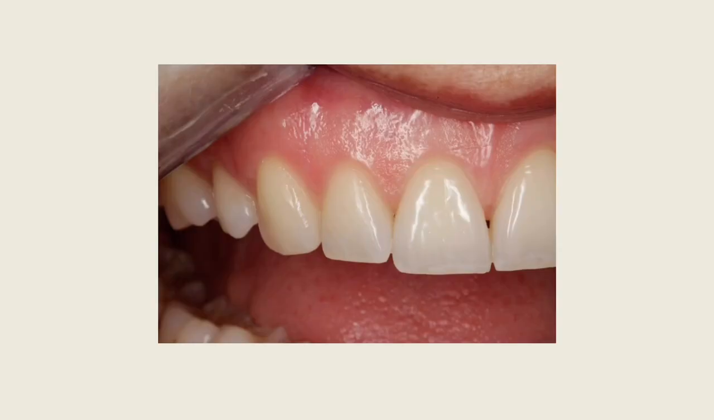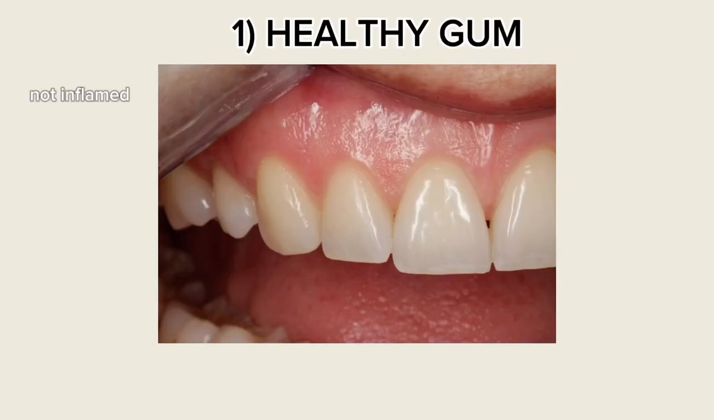Before going deeper, let's learn about periodontal health and diseases. First is the healthy gum. Healthy gum tissue is not inflamed and therefore fits snugly and naturally around the teeth. The shape of the gum tissue is typically knife-edge against the tooth and follows a curved line around each tooth.